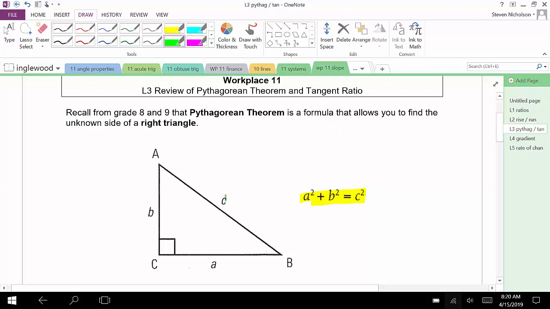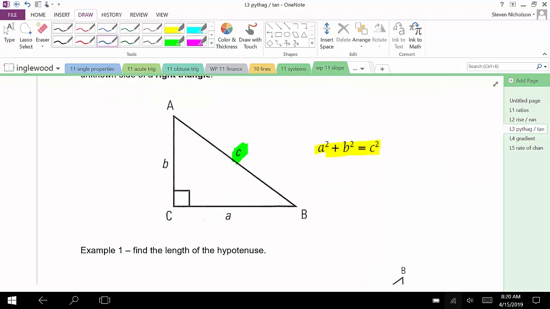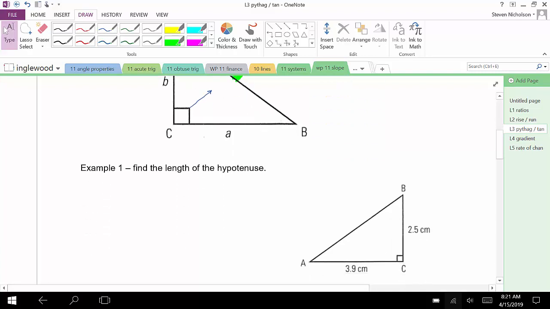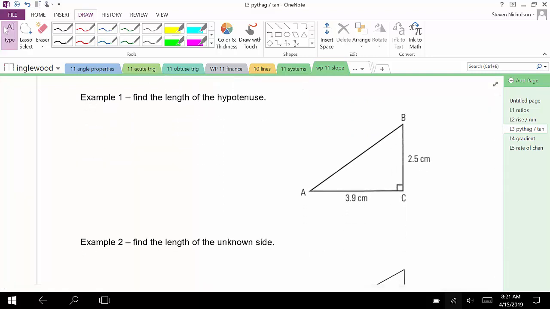It's important for you to remember that the hypotenuse is always the longest side and it's always opposite the right angle. And past that, all we need to be able to do is to apply Pythagorean theorem to find an unknown side. So we'll do two quick examples to remind you how to apply Pythagorean theorem.